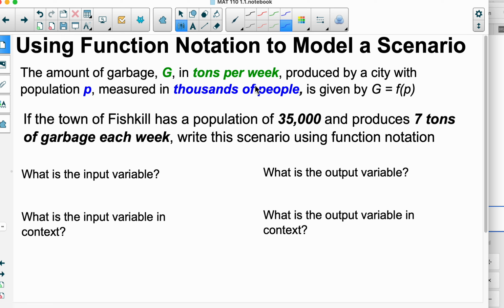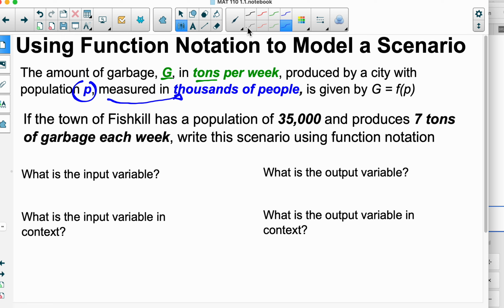So now if I want to use the words and then write that in function notation and vice versa, we can do that as well. So here I'm told that the amount of garbage in tons produced, the amount of garbage is G, and that is tons produced by a city that has a population of P, and P is measured in thousands of people. So really make sure you're focusing on the units of these problems. They can be a little tricky sometimes.